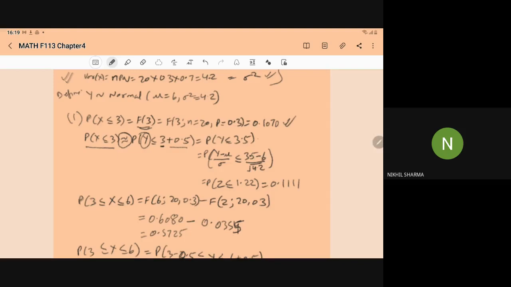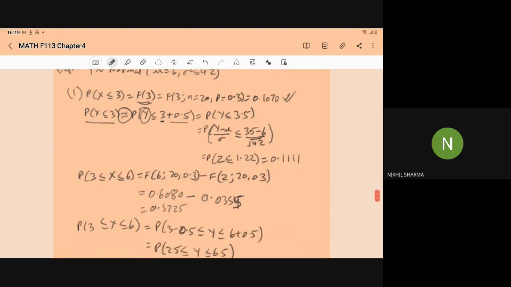Now you know that for the non-standard normal distribution, you can convert into the standard one by subtracting the mu and dividing by the sigma. So on the left hand side, (Y minus mu) upon sigma less than or equal to (3.5 minus 6) upon root of 4.2. So it will give you Z less than or equal to minus 1.22. If you see the table value in Appendix A3, its value is 0.1111. So you can see that more or less they are the same.